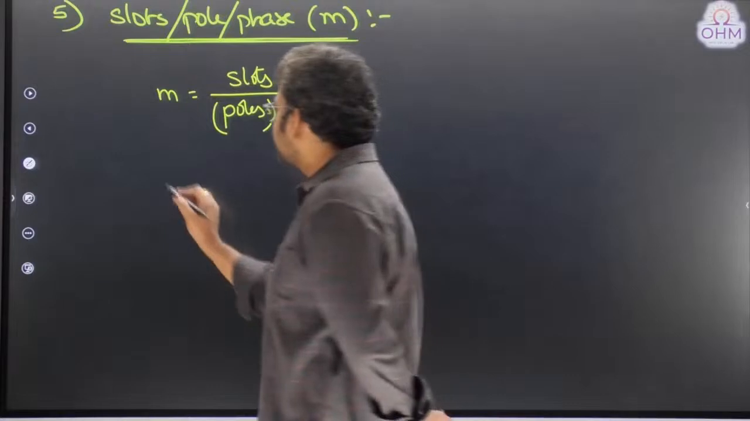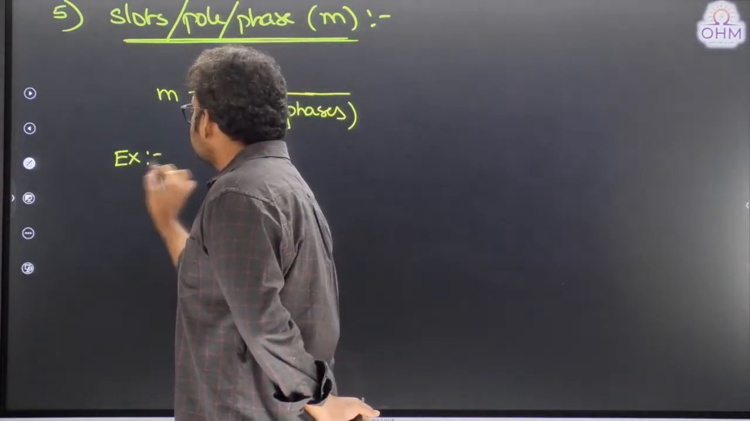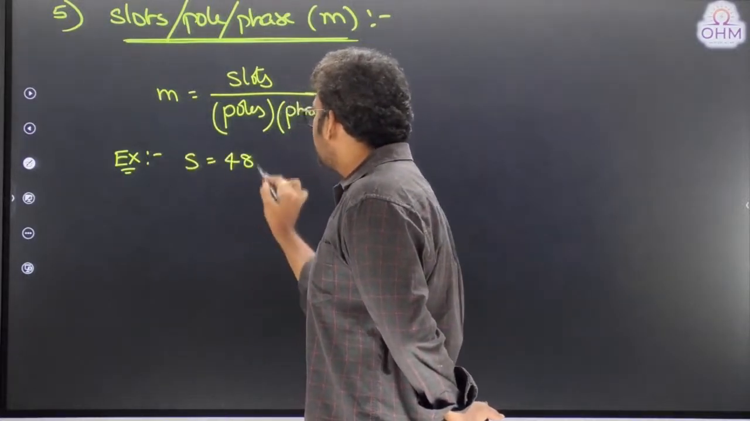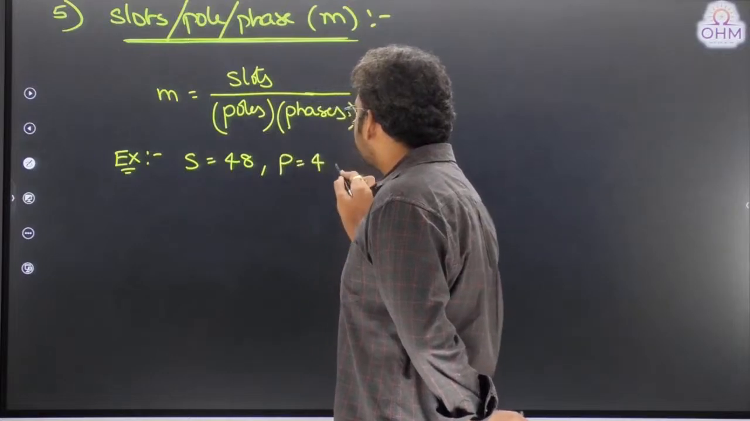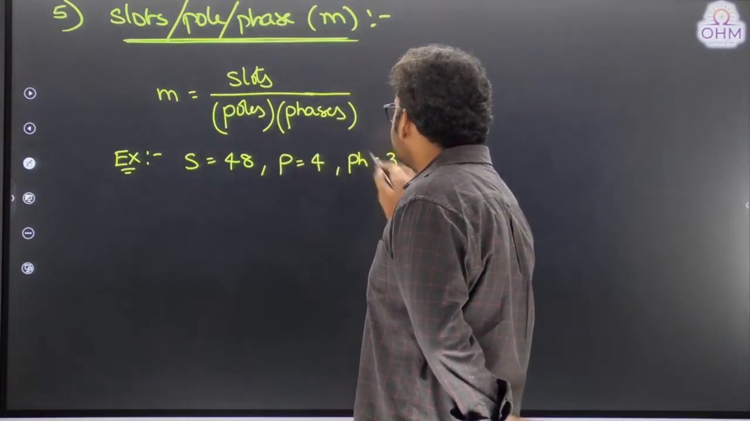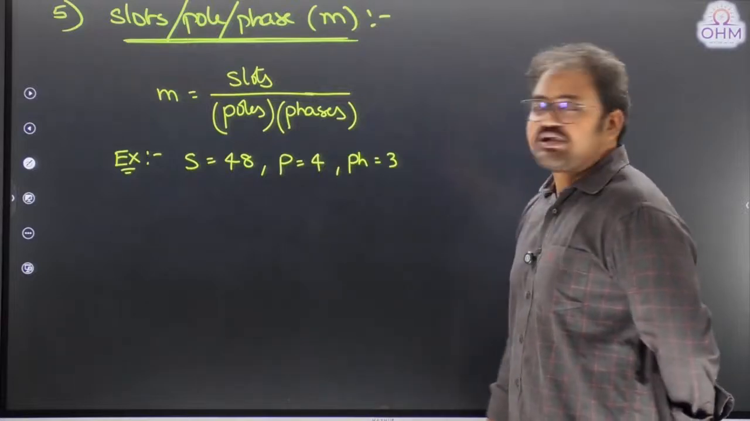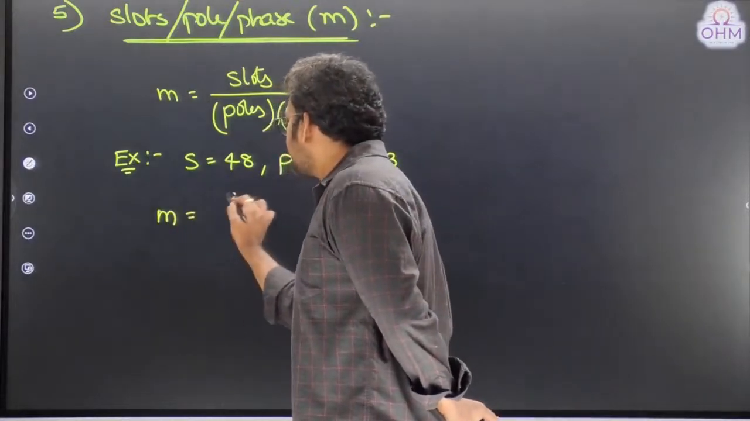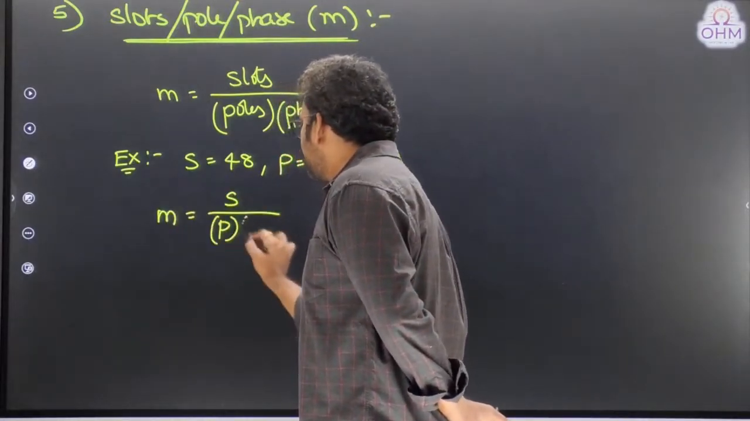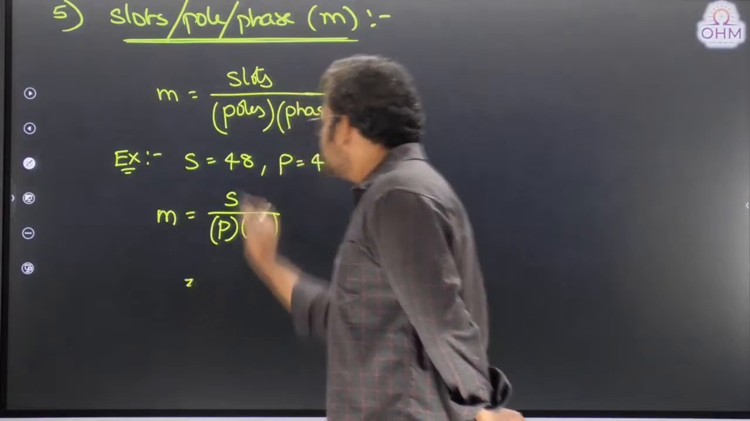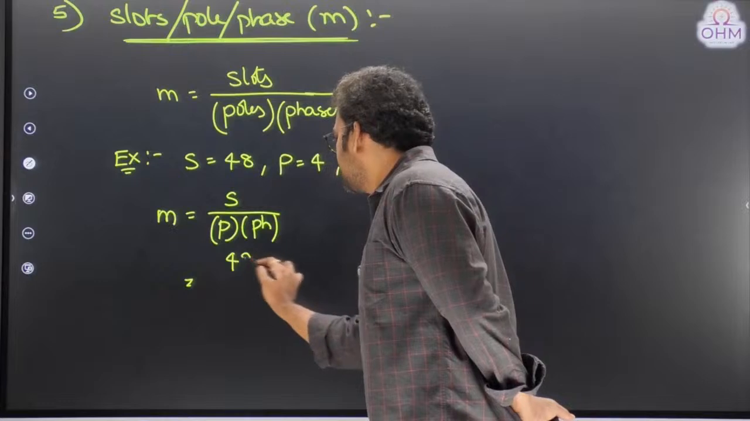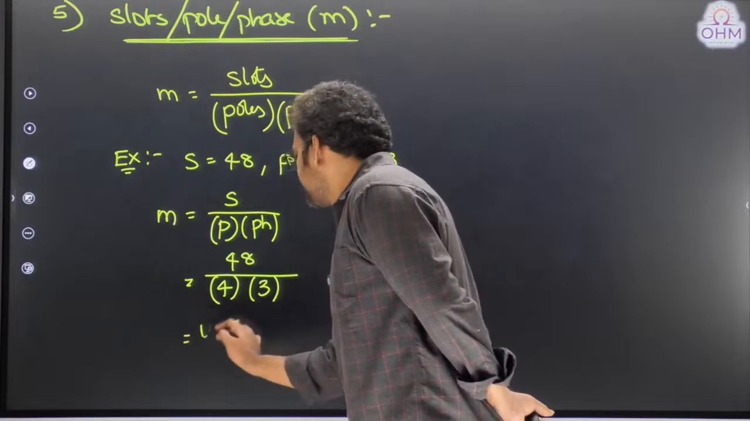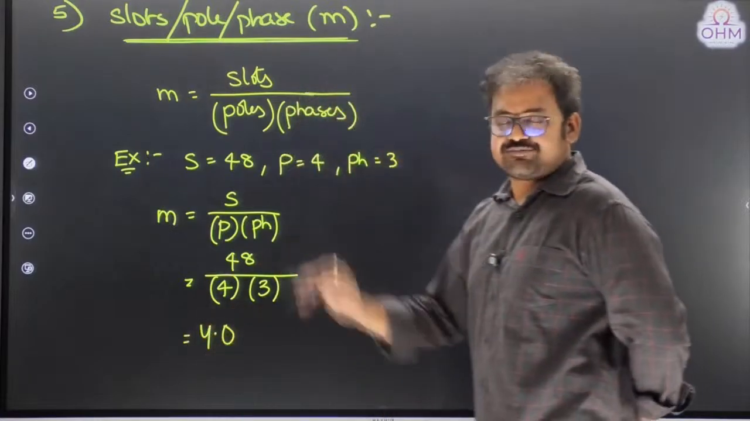Let me take a simple example. Suppose I have a machine with 48 slots, 4 poles and 3 phases. Can you calculate the value of M? M is the number of slots per pole per phase. Obviously 48 divided by 4 poles with 3 phases. Therefore the value of M is equal to 4, exactly 4.